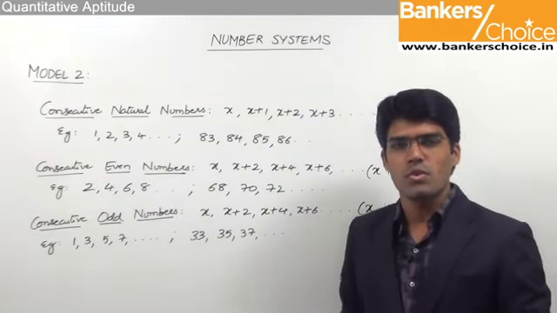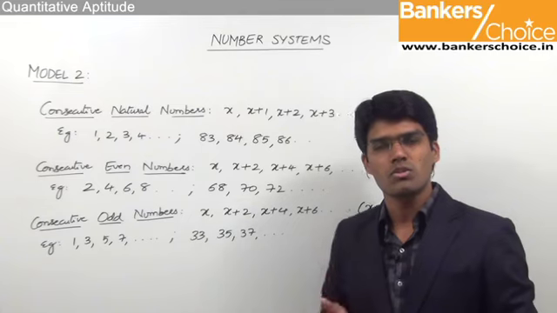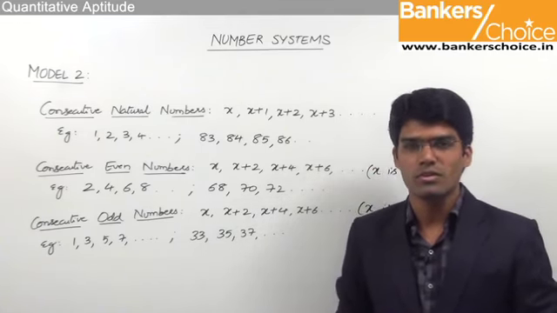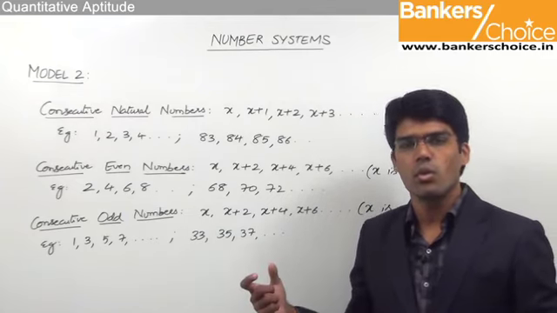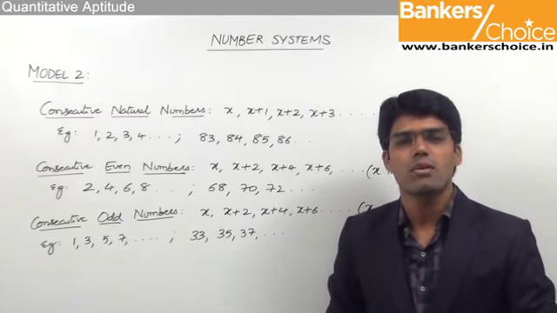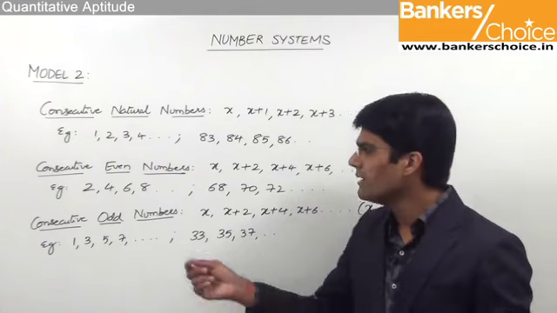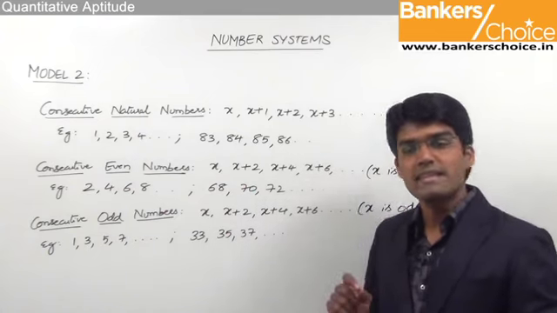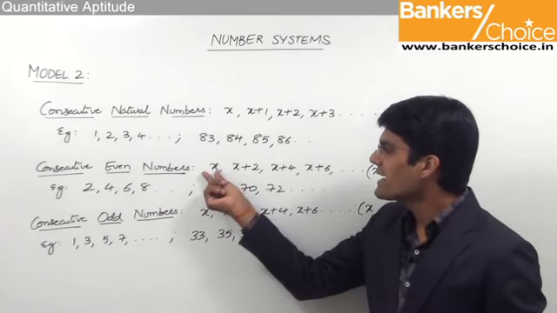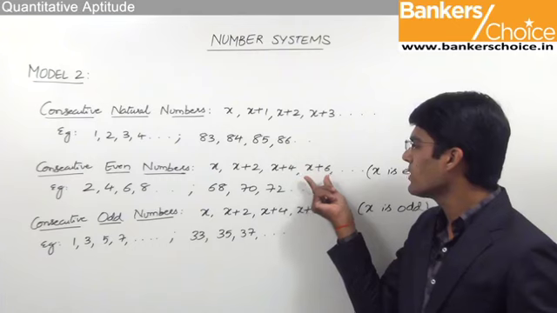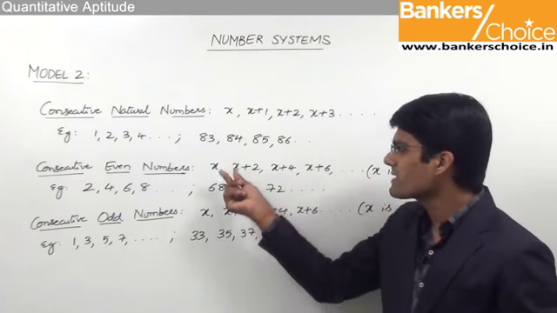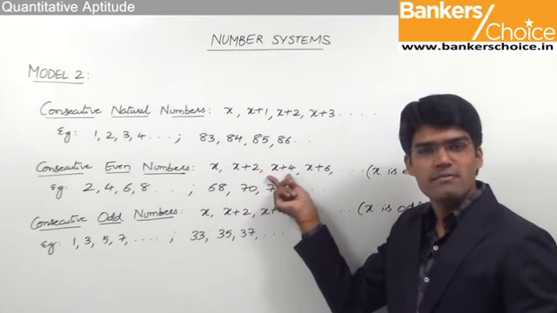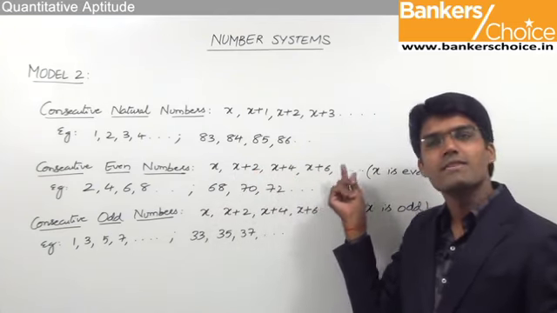The second one here is consecutive even numbers. Now we have already understood what are even numbers. Even numbers are those numbers which are exactly divisible by 2 or which are exact multiples of 2. So whenever we have even numbers in a row without any gap, then such numbers are called consecutive even numbers. For example, 2, 4, 6, 8. All these are consecutive even numbers. And these even numbers can be represented as x, x plus 2, x plus 4, x plus 6 and so on. That means if the first number is x, then the next number should be x plus 2. The third one has to be x plus 4. Fourth one will be x plus 6 and so on.